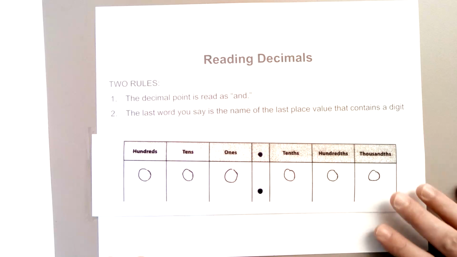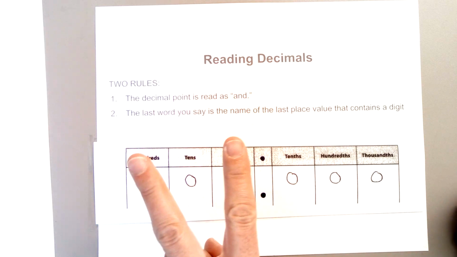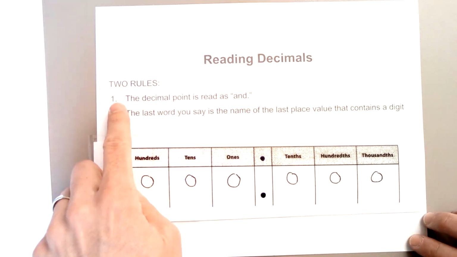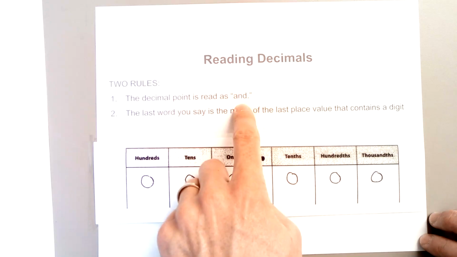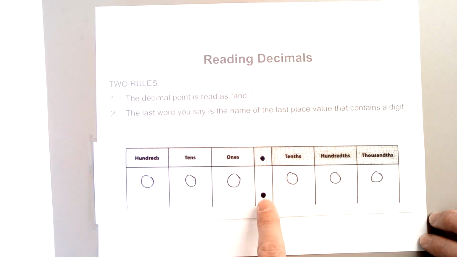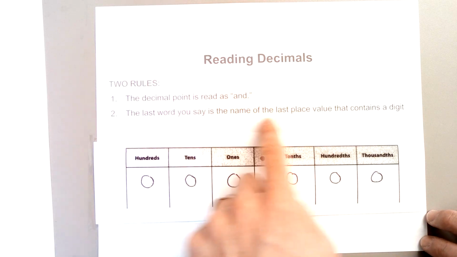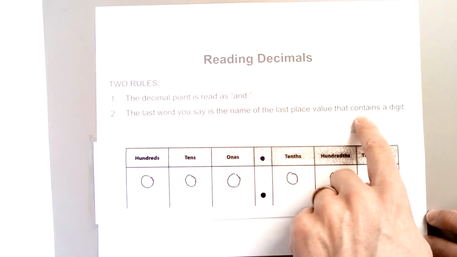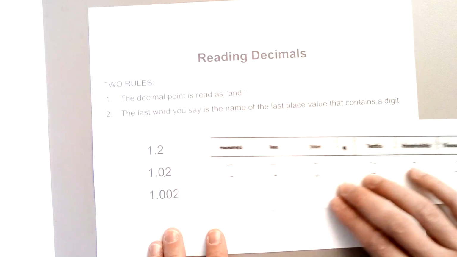Hello, mathematicians. Today we're going to be reading decimals. There are two rules when you are reading decimals. The first is that the decimal point is read as "and." You just say the word "and" when you're reading a decimal point in a number. The second rule is that the last word you say is the name of the last place value that actually contains a digit. So let's look at some examples.